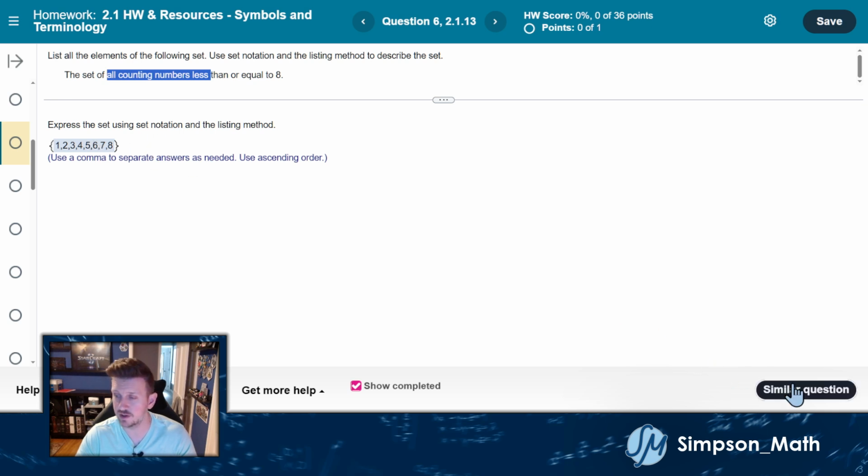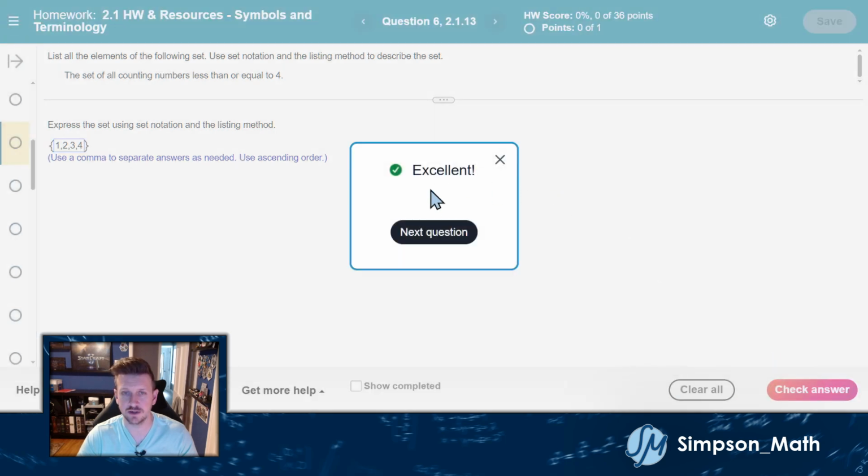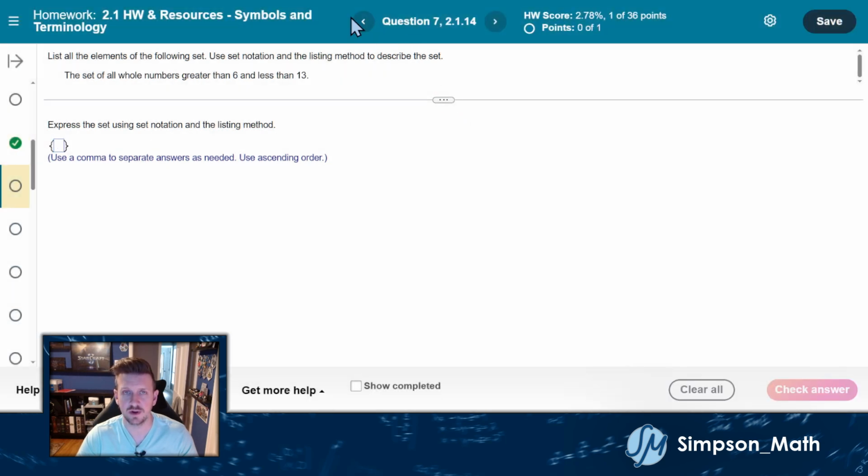So even after you finish the question, you are able to press a similar question. So let me do this one from scratch. Express the set using set notation and the listing method. So less than or equal to 4. These are counting numbers, so that starts with a 1: 1, 2, 3, 4. I press check answer. It'll say excellent, good job.